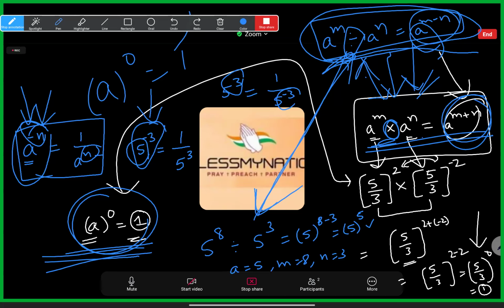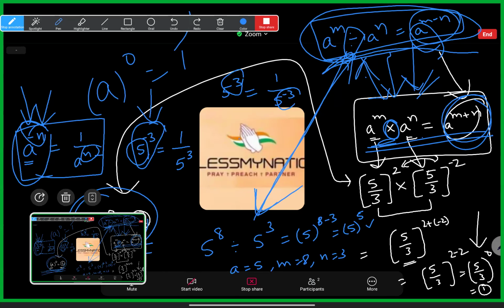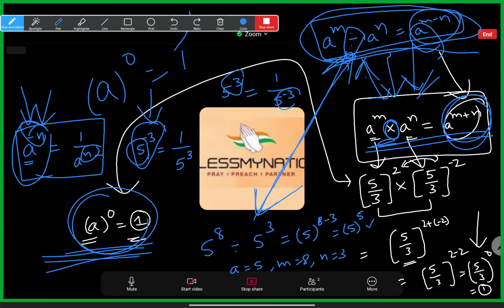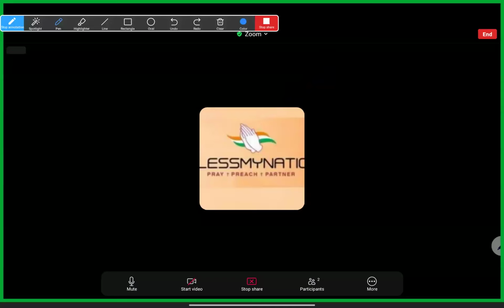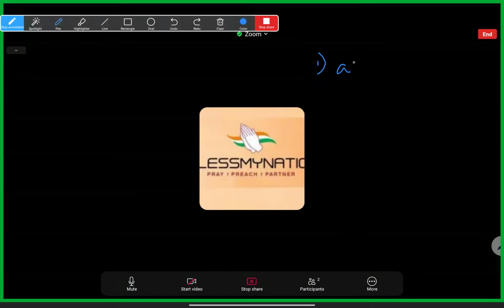So now I will write all the laws of exponents in order, the 7 laws. Shall I delete this? I'll write all the laws in order. The first one, whatever I have written today, you can note it down or learn it on the screen only.